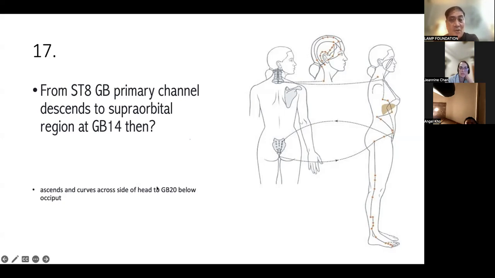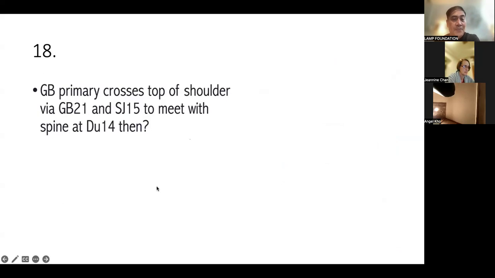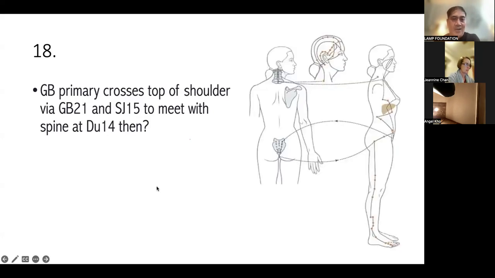And then from GB14, where does it go, Ma'am Joy? From GB14, it curves across the side of the head to GB20. Yes. So kanina magaganong ka. Ang sarap, no? Number 18, the gallbladder primary channel crosses the top of the shoulder via GB21 and SJ15 to meet with the spine at DU14. Then what happens? Then it passes laterally via urinary bladder 11 to small intestine 12.